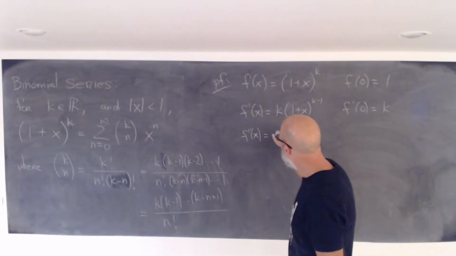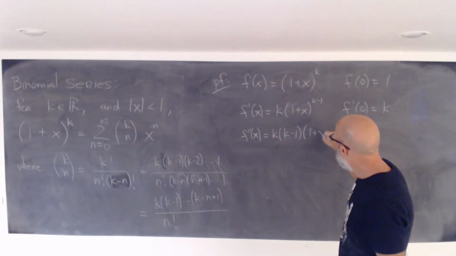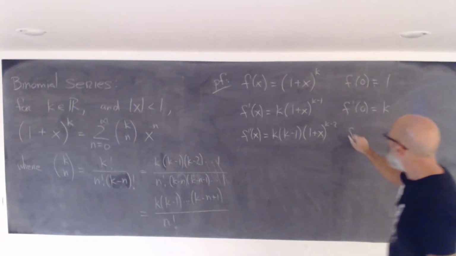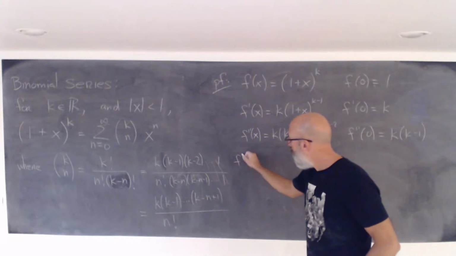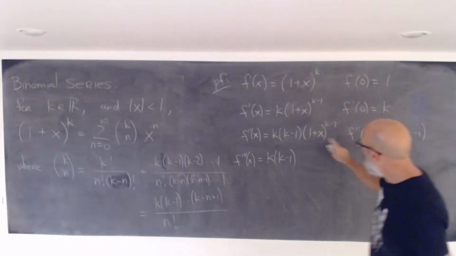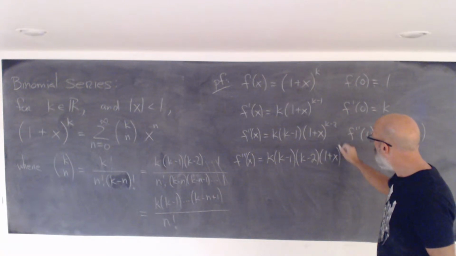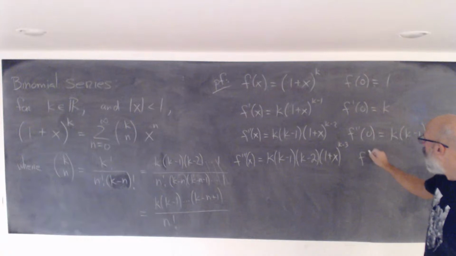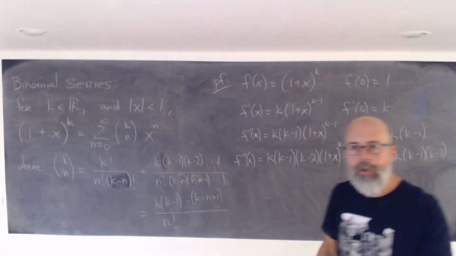Second derivative, you know what it is. k times k minus 1. Second derivative at 0, k times k minus 1. And so on and so on. Third derivative, derivative of this, you bring that to the power. Third derivative at 0, k times k minus 1 times k minus 2. I think you're seeing the pattern here.